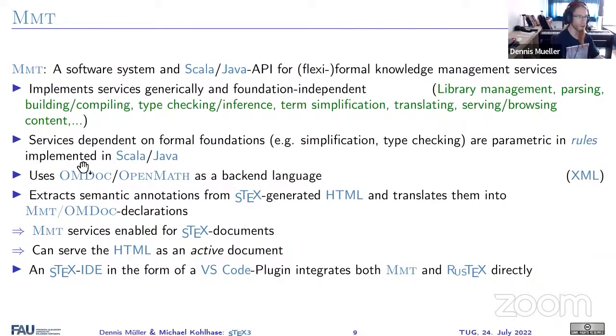Most of this is not too important. It uses OmDoc or OpenMath as a backend language. That's a document representation format that Michael Kohlhase, my co-author, invented.